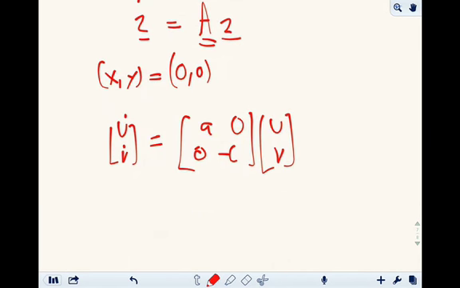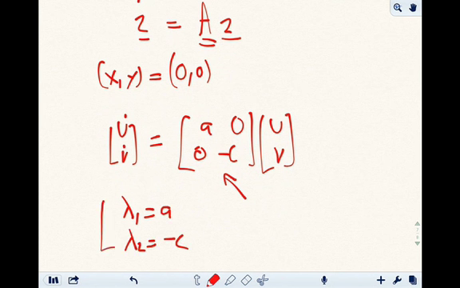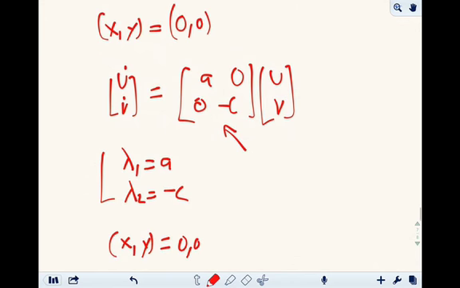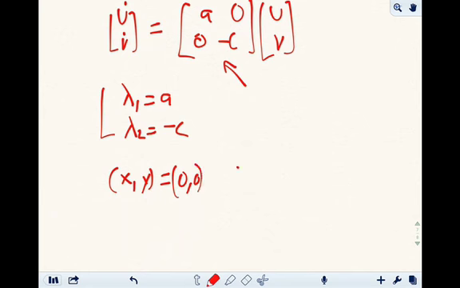And this is a diagonal matrix A. The eigenvalues of a diagonal matrix are the diagonal entries, a and minus c. So we have two eigenvalues, both real. Lambda 1 equals a. Lambda 2 equals minus c. One is positive, one is negative, both real. Therefore, the critical point (x, y) equals (0, 0) is a saddle point.